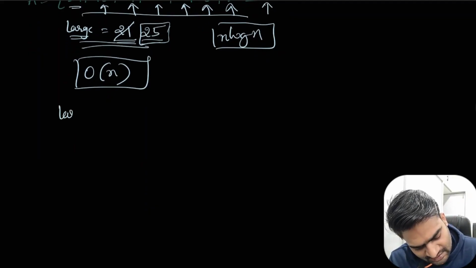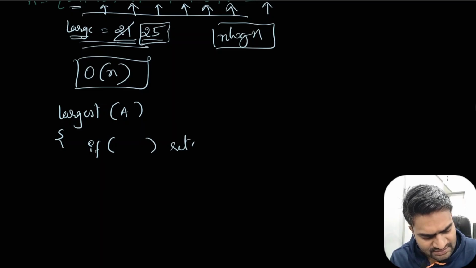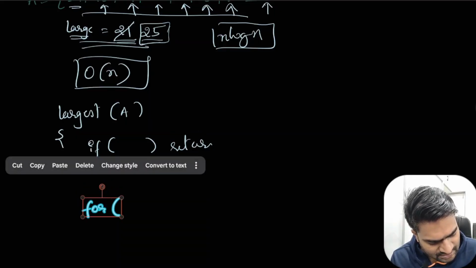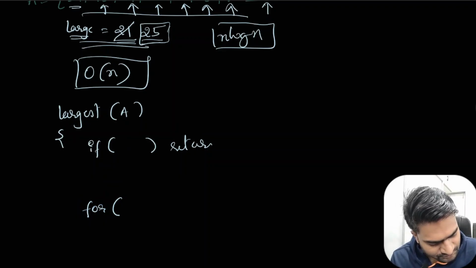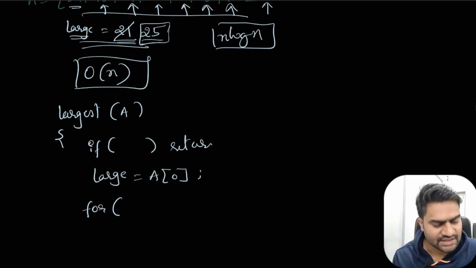So again, largest will take array A as input, then it will do the checking and it will return null, same as above. Then after that, I will take a variable large and I'll assign my first value in the array to the variable large.